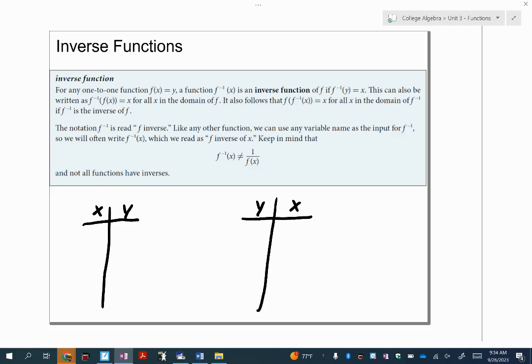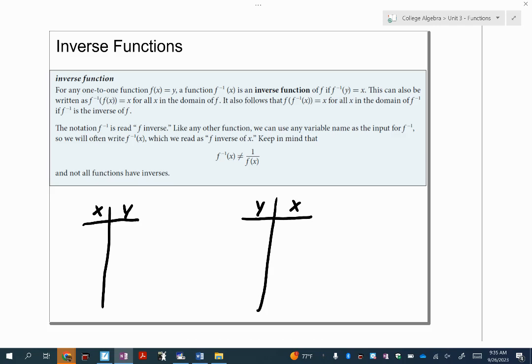So when you switch your x values and your y values, that is how you find the inverse of a function. You're going to see that in the work that we do today. One of the steps is to literally switch the letters x and y. Okay? So that was your first experience with inverses.